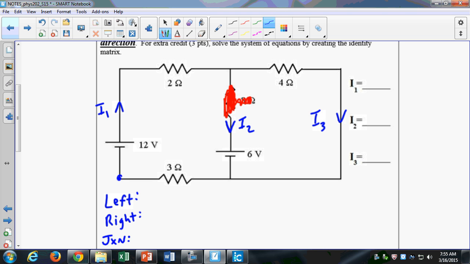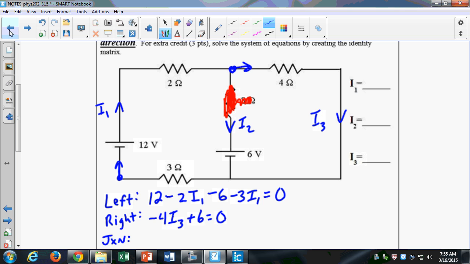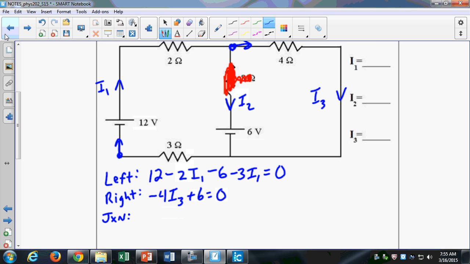My left loop, I'm going to start here and go up in this direction. That's 12 minus 2I1, and then I have minus 6 coming down and minus 3I1. That's all equal to 0. On my right loop, let's see, I'll start here and go in this direction. That's minus 4I3 plus 6 equals 0. Alright, so it's pretty easy. I can solve for I3 right here. I messed up somewhere, didn't I?